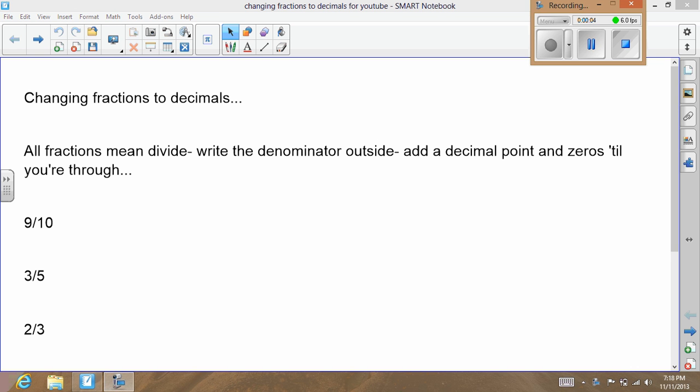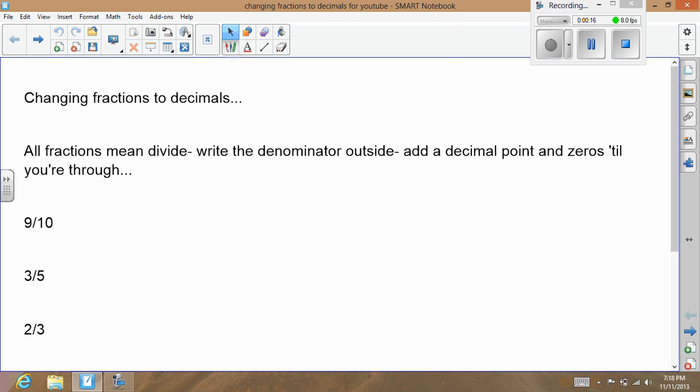Changing fractions to decimals. Remember, all fractions mean divide. Write the denominator outside, add a decimal point and zeros till you're through. So if we look at the first fraction, 9/10, and I want to change that into a decimal, all I need to do is make a little division problem.